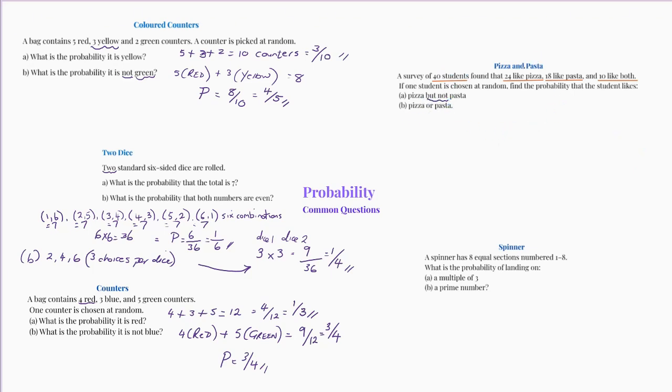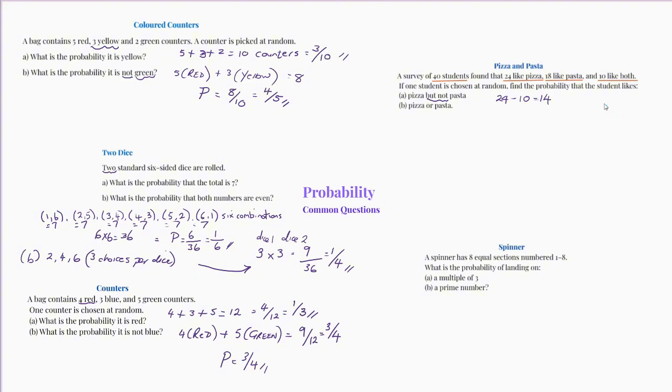So what we're going to do is get our 24 pizzas and we're going to subtract the section that says like both, because it says not pasta, and obviously we have pasta included in this. And obviously we're not going to touch that pasta. So now we have 24 minus 10, which gives us 14.